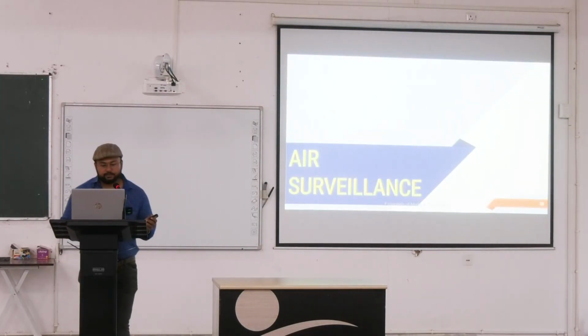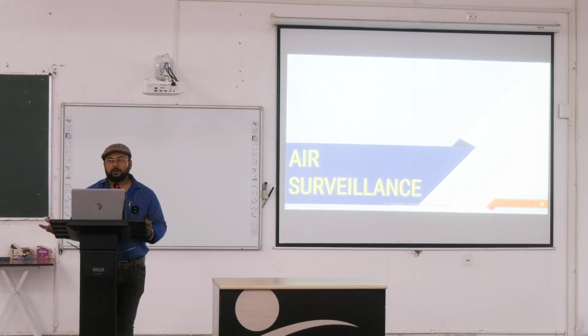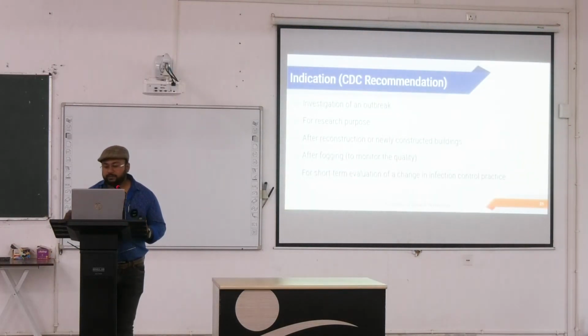Now comes air surveillance. What are the indications for air surveillance? Why do we have to measure the quality of the air? Yes, for the investigation of an outbreak, for research purposes, after reconstruction of newly constructed buildings, after fogging, and for the short term evaluation of a change in infection control practice. And what are the methods? There are three methods commonly used. One is passive monitoring, that is the settle plate method; active monitoring, that is the slit sampler method; and the air particle counters.